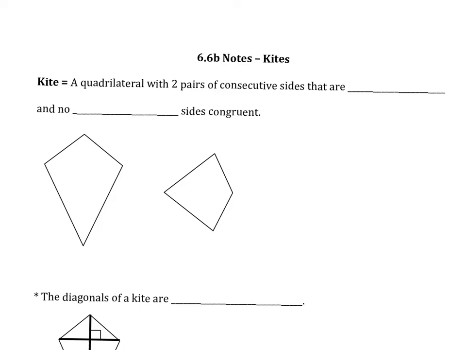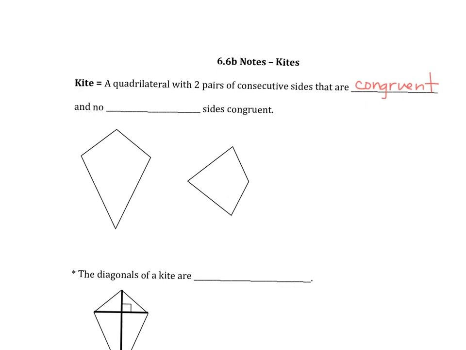A kite is a quadrilateral, a four-sided figure, with two pairs of consecutive sides that are what? Congruent. So two pairs of consecutive sides that are congruent. And no... Oh, I added a word in there. That shouldn't say congruent. Oh, no, that's right. Sorry, I was thinking of the next part. And no opposite sides that are congruent. So consecutive sides that are congruent, so these two and those two are congruent.